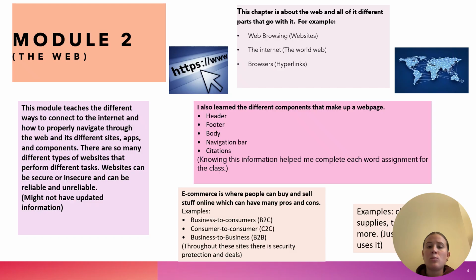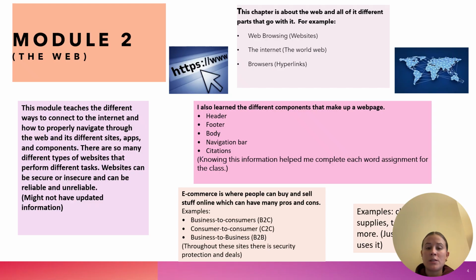Examples of the web could be web browsing, websites, the internet through the World Wide Web, or browsers and hyperlinks. I also learned the different components that make up a web page, including header, footer, body, navigation bar, and citations, which also helped me in prior projects for this class. E-commerce is where people can buy and sell stuff online, which can have many pros and cons.